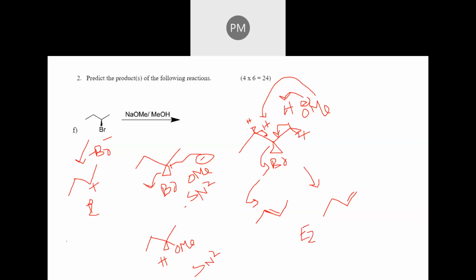And if they ask for the SN1 product, then what will the products be? Two products will be favored. One, OMe is above.